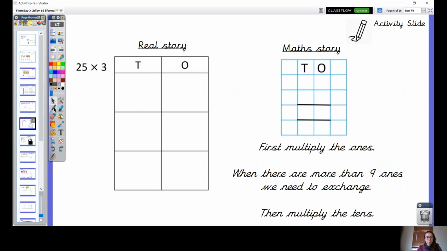Okay, let's go through what you needed to do. So in your real story, you should have drawn 25 three times. I'm going to do that now so it's really clear for everyone. Bear in mind my pen isn't very easy to use with my mouse. And my lines might be a bit wiggly. Right, 3, 4, 5.